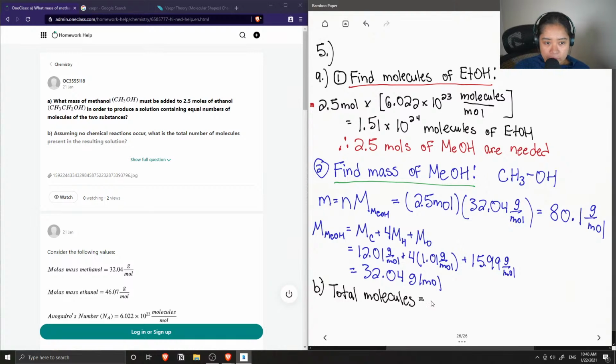So we know that we have the same number of molecules for both ethanol and methanol. So we just need to multiply 1.51 times 10 to the 24 by 2. And you should get 3.012 times 10 to the 24.